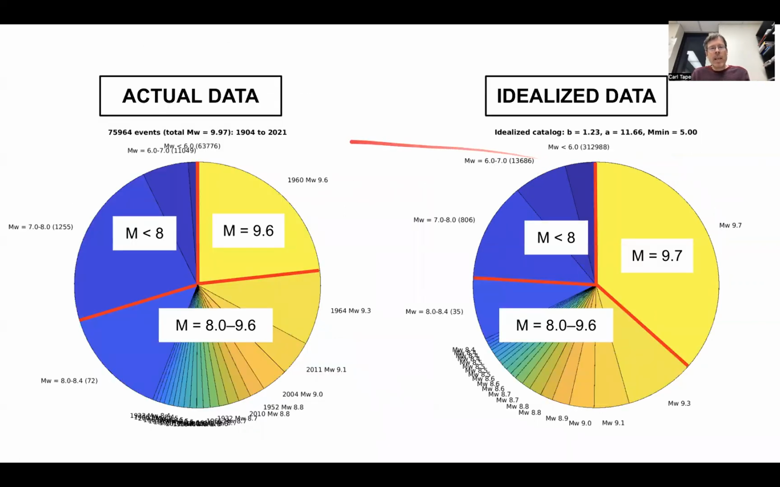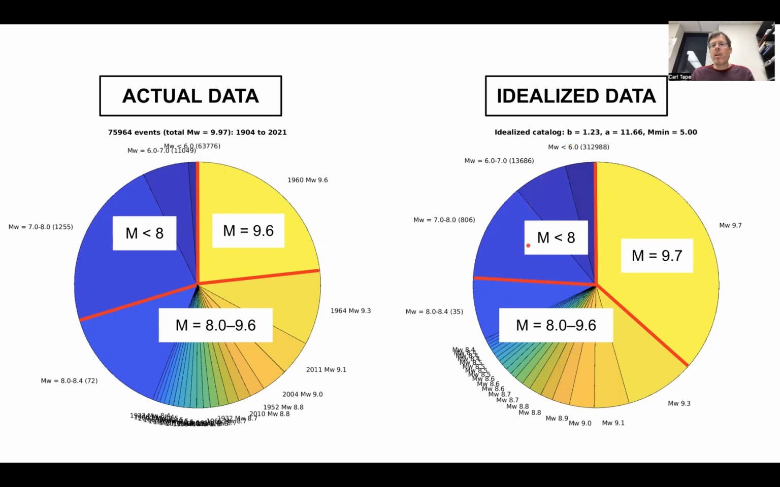So here's a comparison between the actual data and these idealized data. And on the right, the only thing we used to make this pie chart in this catalog were the A and the B value determined from the real data. So from this B value and A value, we can generate a set of catalog and make this pie chart that should have kind of similar properties to the real data, in the sense that here's one event representing a quarter of the total moment. Over here, it's a 9.7 that represents more. For the magnitude 8 and up to that size, there's about roughly half or so, and about a quarter for the magnitude less than 8.